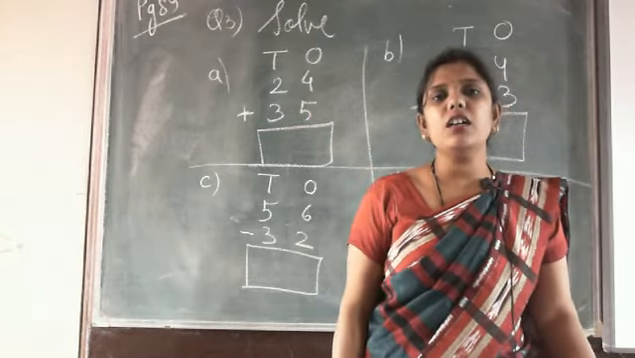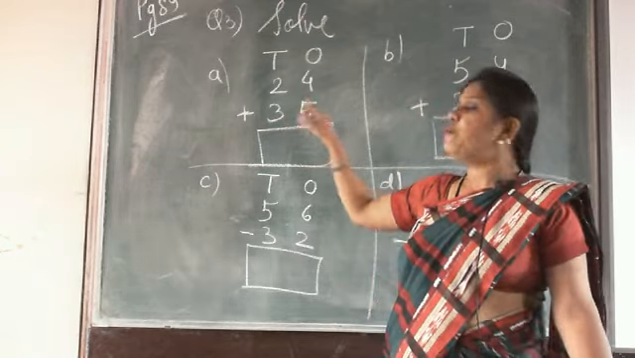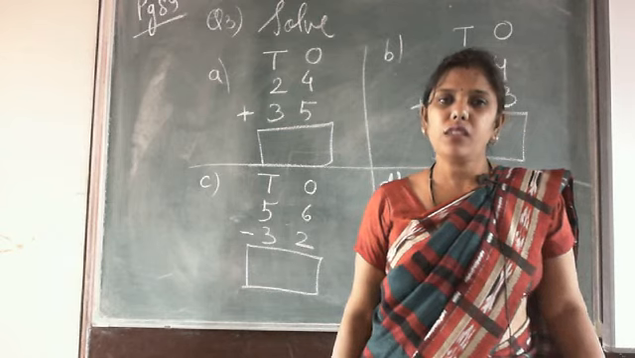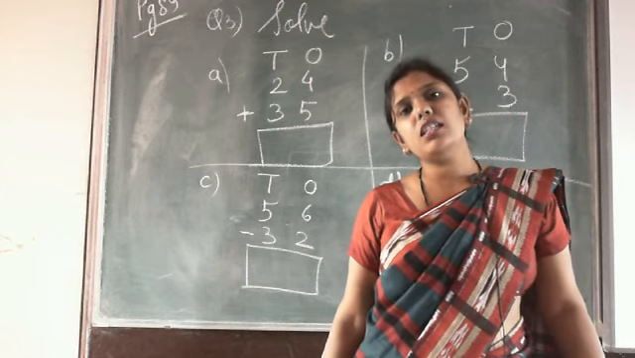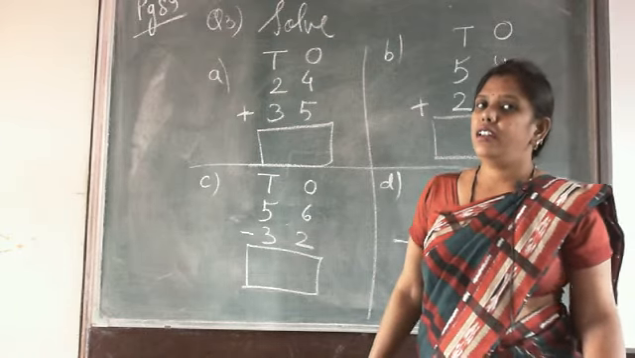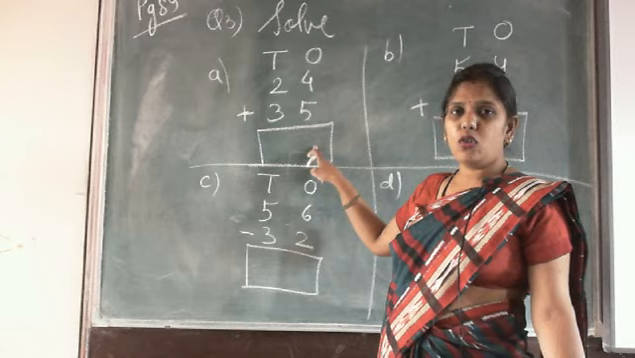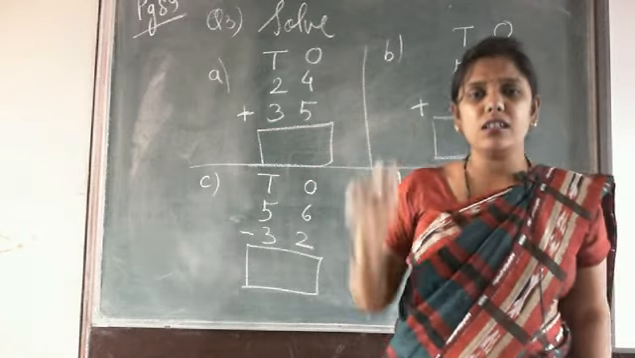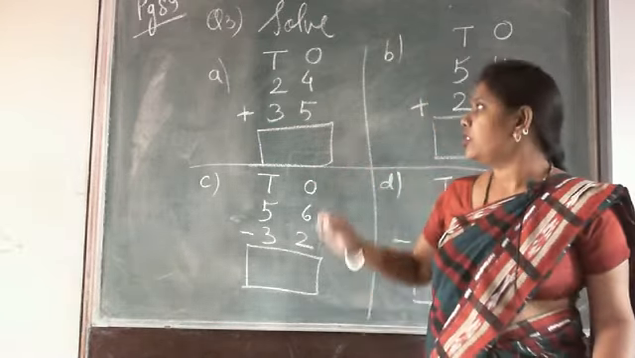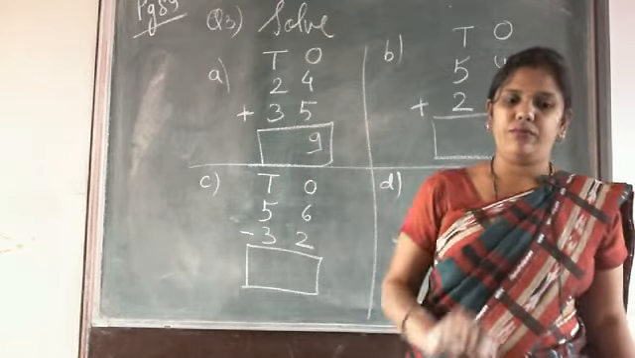So take out 4 fingers. Now take 5 more fingers. Now add all the fingers. 5 plus 4. How many fingers? 8. So write here 8. No. Then how many fingers? 9. Very good. So 4 plus 5 is 9. So write here 9.